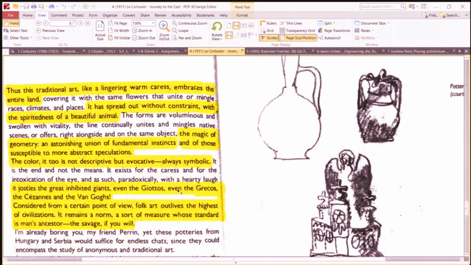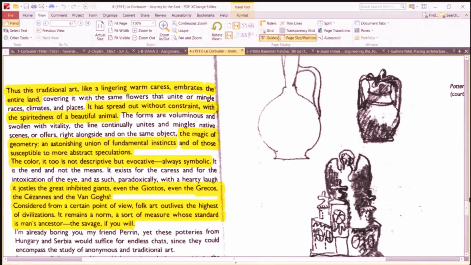He carries on. "Thus, this traditional art, like a lingering warm caress, embraces the entire land. It has spread out without constraint, with the spiritedness of a beautiful animal, the magic of geometry, an astonishing union of fundamental instincts and of those susceptible to more abstract speculations. The color, it too is not descriptive, but evocative, always symbolic. It jostles the great inhibited giants, even the Giottos, even the Grecos, the Cezannes and the Van Goghs." Again, very poetic, even in his 20s.